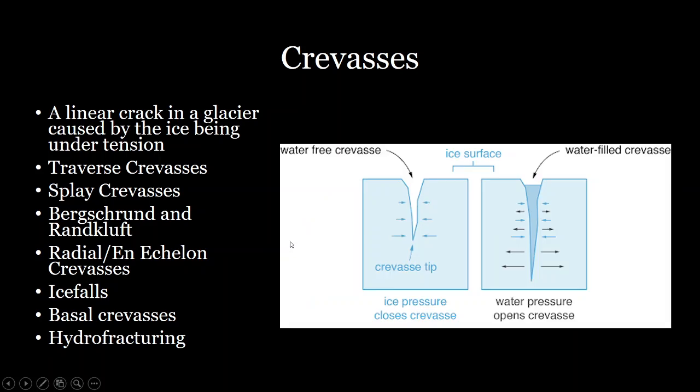Crevasses can be made more prominent and can expand due to hydrofracturing. Oftentimes in crevassed regions, you have a lot of melting occurring as well. And sometimes the meltwater will flow into these crevasses and provide a pressure that opens up the crevasse even more. And so crevasses that have water in them have that additional pressure and tend to be larger and can crack more extensively. That process is called hydrofracturing.